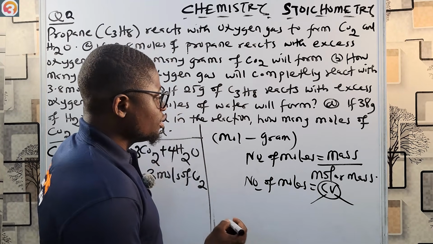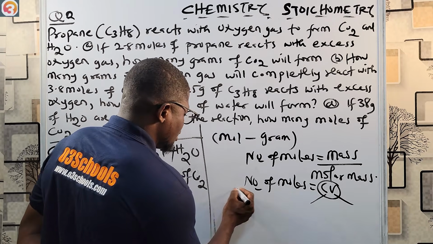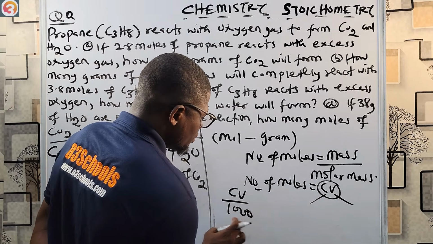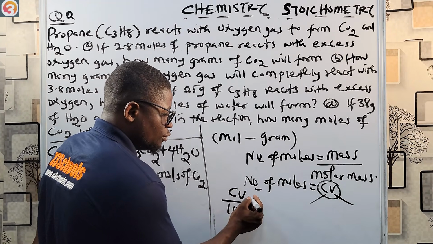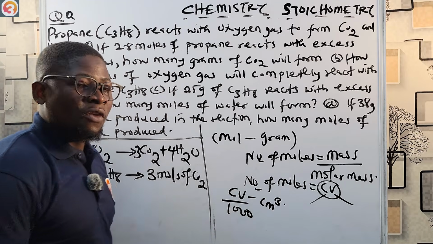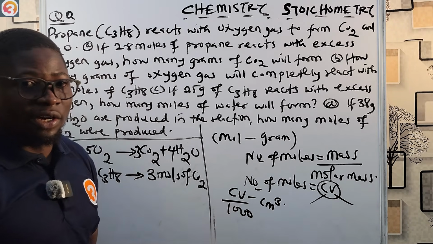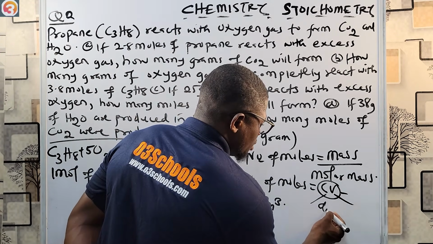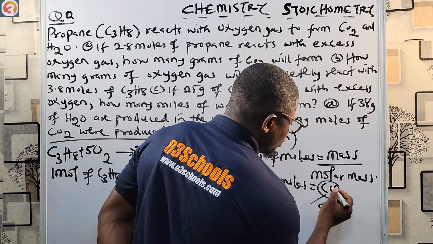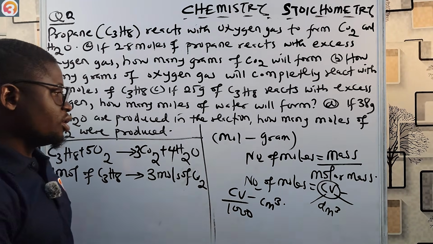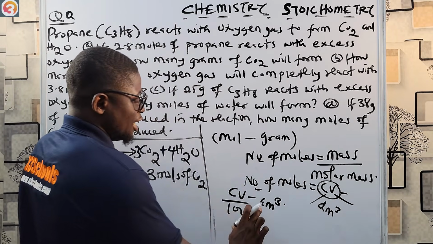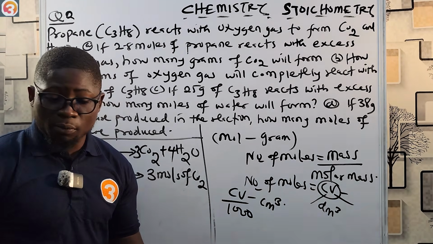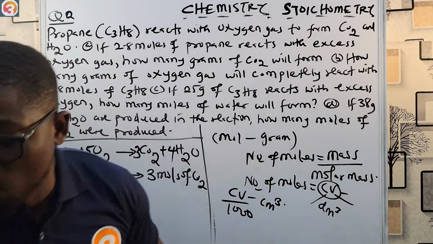You can also say that number of moles is CV over 1000. The difference between these two is that in this case, the volume is in centimeter cube. If I give you the volume in centimeter cube, you divide by 1000. If we are given the volume in dm cube, decimeter cube, we just use number of moles equals CV. So you use this when the volume is in dm cube, and use the other when the volume is in cm cube. I was just trying to bring that to your notice so that you completely understand it.